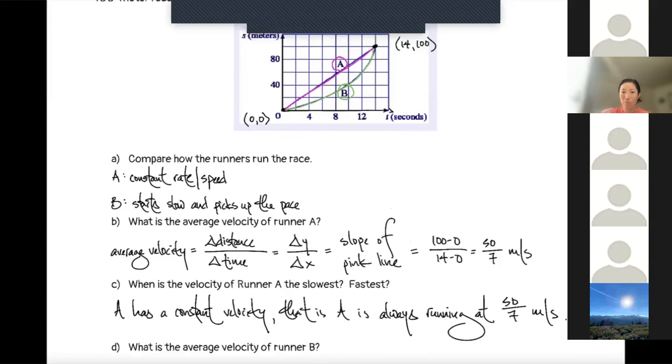All right, so before we move on to runner B, let's just look at what we have for runner A so far. We've got runner A has a line, all right? We were able to find the average velocity, and we found that average velocity to be 50 over 7. And it turns out that runner A is one of those people, like the race starts and they're just running the same speed the entire race. Okay, they're running the same speed the entire race.